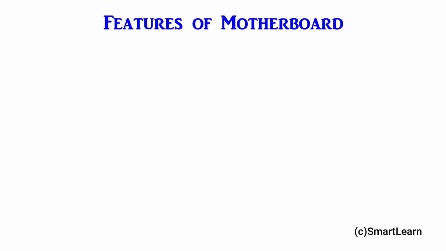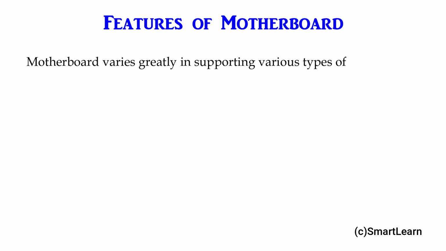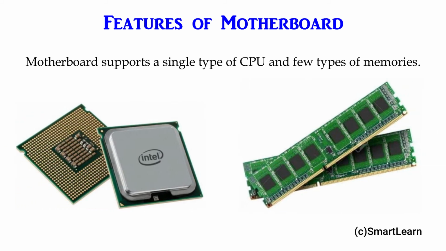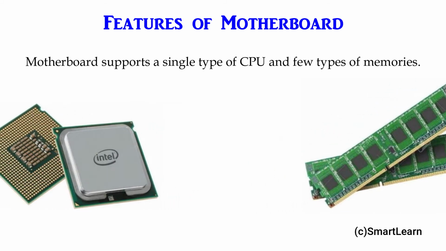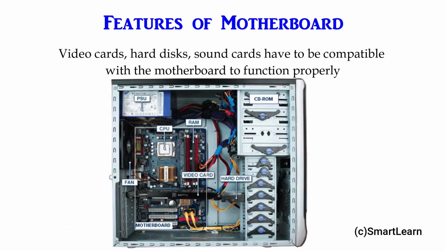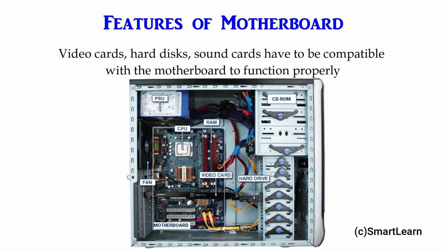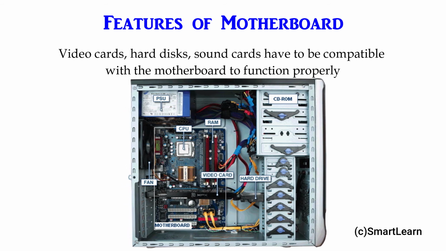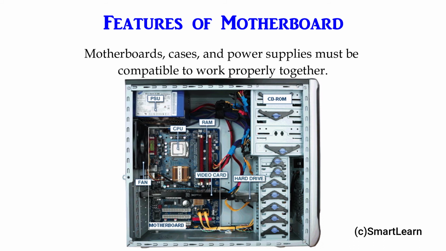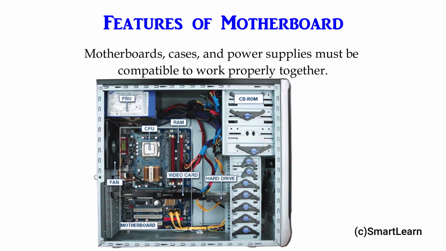Features of motherboard. A motherboard comes with the following features. Motherboards vary greatly in supporting various types of components. A motherboard supports a single type of CPU and few types of memories. Video cards, hard disks, and sound cards have to be compatible with the motherboard to function properly. Motherboards, cases, and power supplies must be compatible to work properly together.